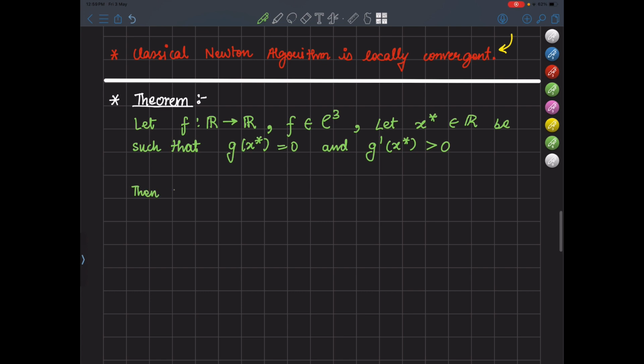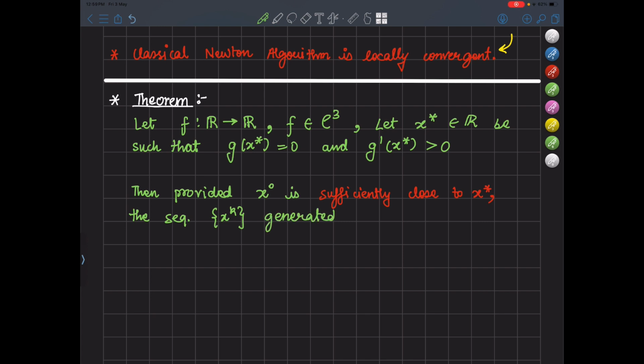Then, provided x naught is sufficiently close to x star, the sequence xk generated by classical Newton algorithm converges to x star with order of convergence 2.